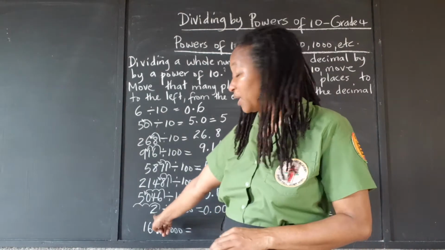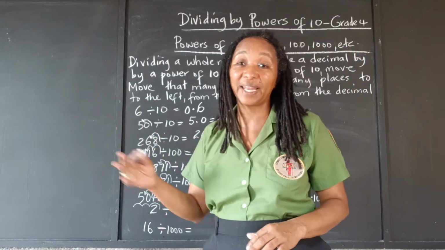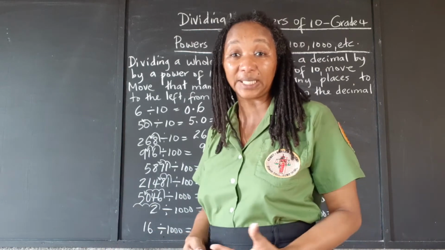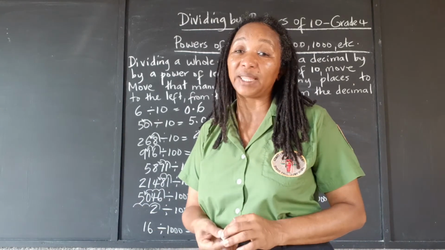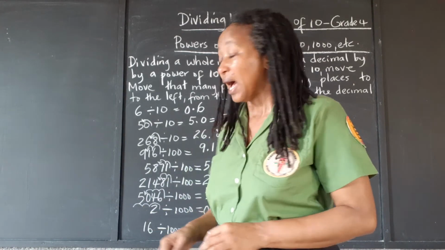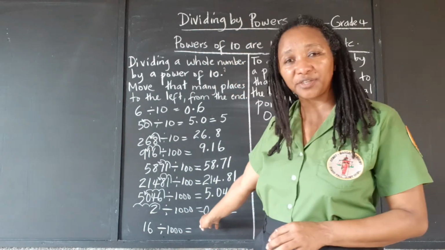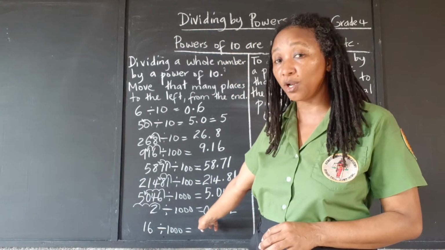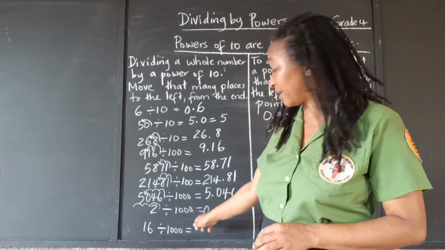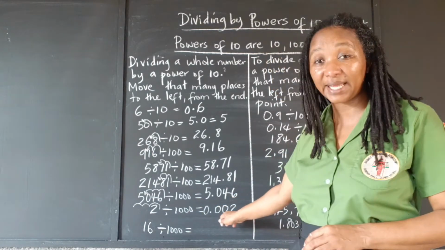We started with a whole number 2, but because we're dividing by such a big number, 1,000, we are ending up with a decimal. And so we need to put that 0 there to show that there is no whole number. We understand that there is no whole number. This is a decimal.